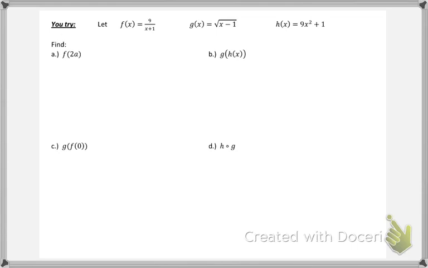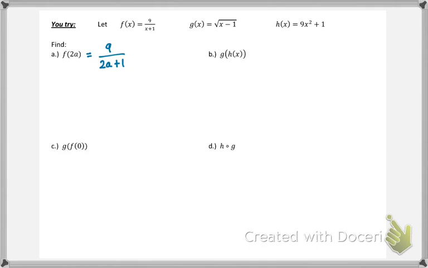And in A, it's asking you for f of 2a. So we call the functions different names so we can differentiate what function I'm using. In this case, I'm going to be using f, and I'm going to put 2a as my input. So instead of 9 over x plus 1, instead of x, I'm going to replace the x with 2a. And there's nothing else I can simplify, so that is it.